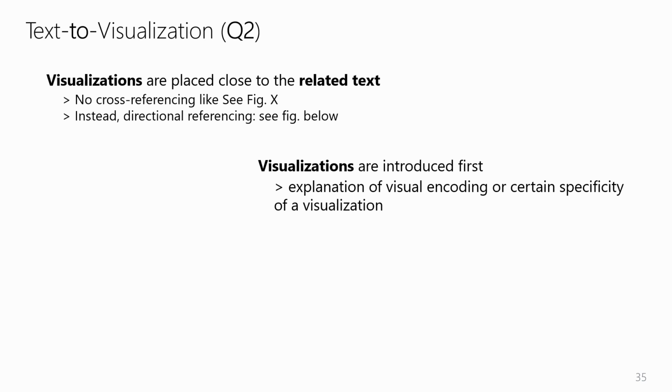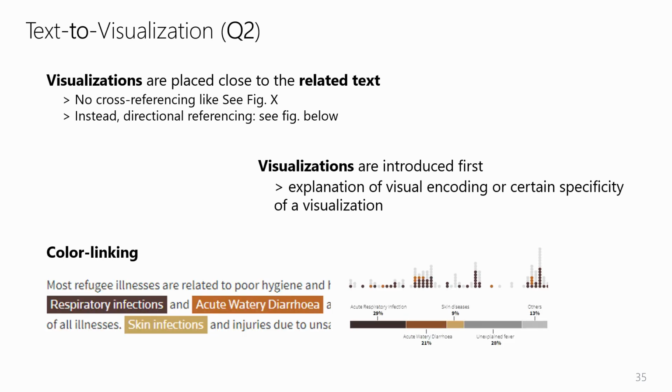In some cases, visualizations are introduced before their interpretation. This usually includes the explanation of visual encoding or specific aspects of visual design that may have influenced the data representation. Finally, the use of consistent colors to format phrases in the textual narrative according to the visualization is another type of linking we observed in some stories. This type of linking can enable quick reading as users can quickly and easily find connections of various parts of the visualization in the textual narrative.